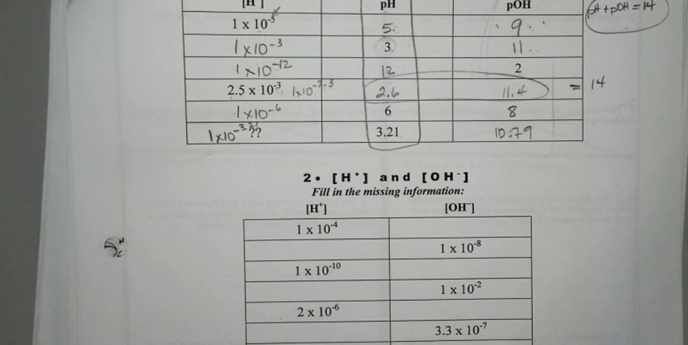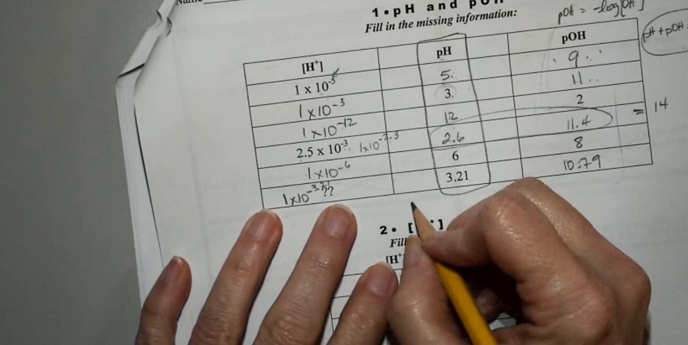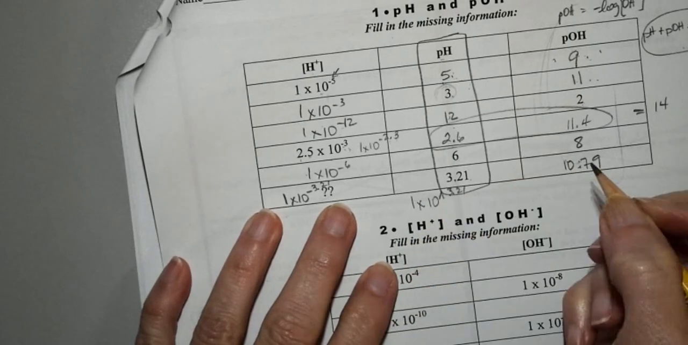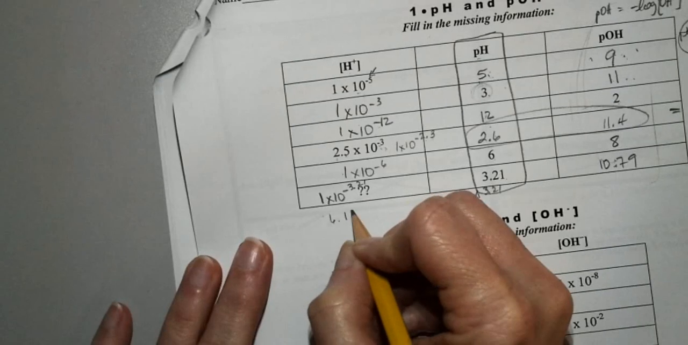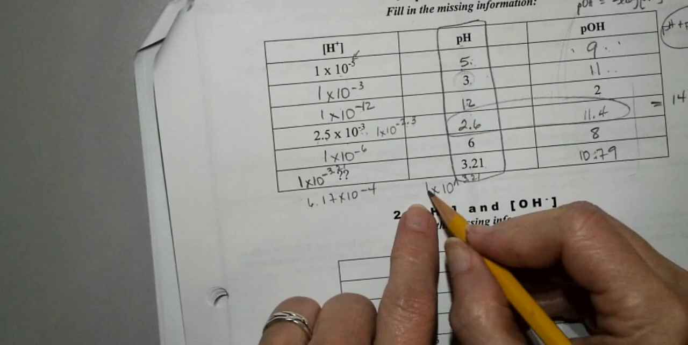Let's see. So it should be 1 times 10 caret negative 3.21. So I got, okay, so if I put this in my calculator as 1 times 10 caret negative 3.21, then I get 6.17 times 10 to the negative 4. Did you guys get that? I put in my calculator 1 times 10 to the negative 3.21. Isn't that what it is?